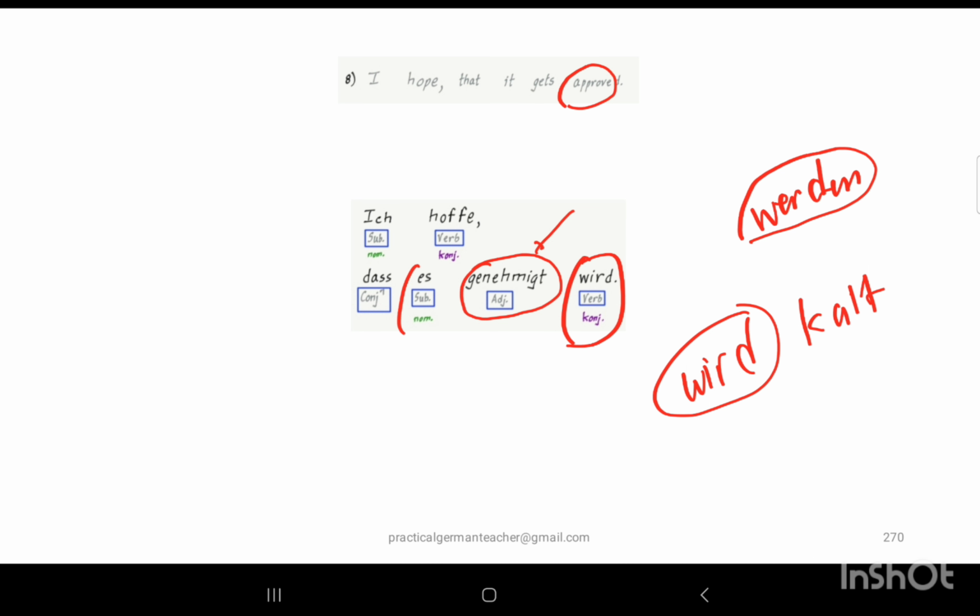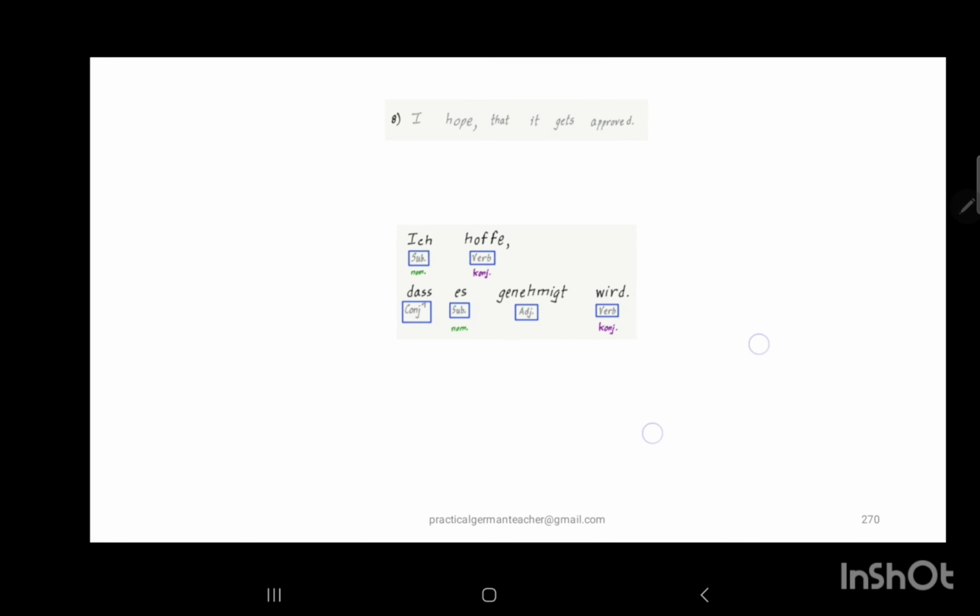For example, here, it is getting approved. It got approved. It gets approved. Okay. If instead of "it gets" it was "it got approved," then you would have used the Präteritum of werden, that is wurden. Then you would say "ich hoffte," like I hoped, "ich hoffte, dass es genehmigt wurde." All right.